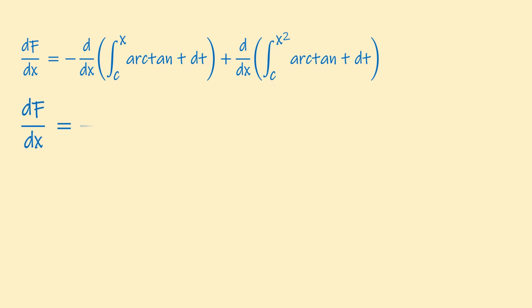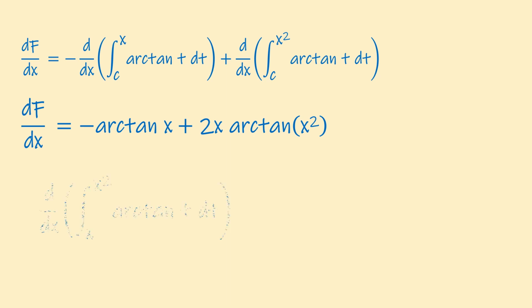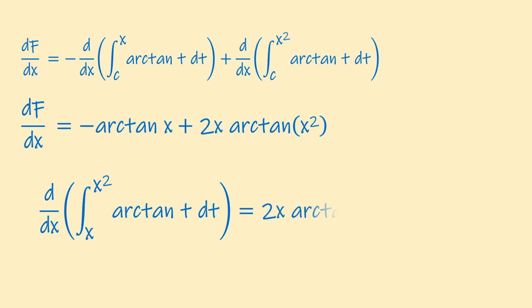Combine the answers of the first and second terms. Therefore, the derivative with respect to x of the integral from x to x squared of the arctangent of t dt is equal to 2x times the arctangent of x squared minus the arctangent of x.